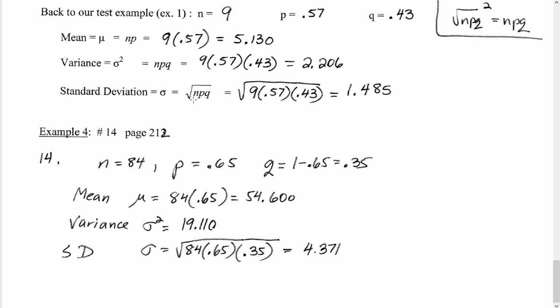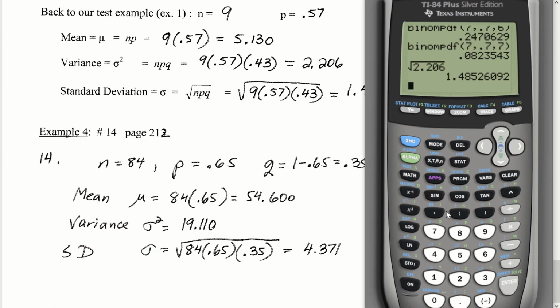We have shortcut formulas. The mean is n times p. That's 84 times 0.65, which would give us 54.6. The variance is n times p times q. So I'm going to take 84 times 0.65 times 0.35, and that's going to give me about 19.11. And then to find the standard deviation, it's just the square root of n times p times q. So we're doing the square root of 19.11, and that's going to give us about 4.371.